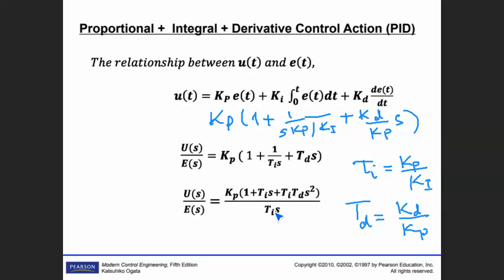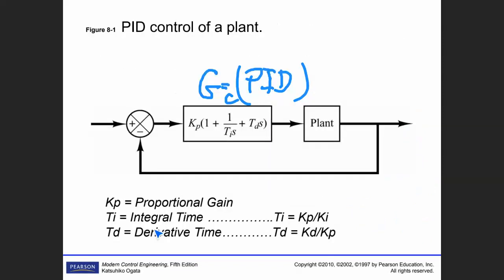Okay. PID means you are adding two zeros and one pole. For the lead compensator and lag compensator, we were adding only one pole and one zero. Here we are adding two zeros and one pole. But the value of those is very important. Yeah, that's right. Kp is the proportionality gain, the integral time Ti is Kp over Ki, and Td is Kd over Kp. All right.